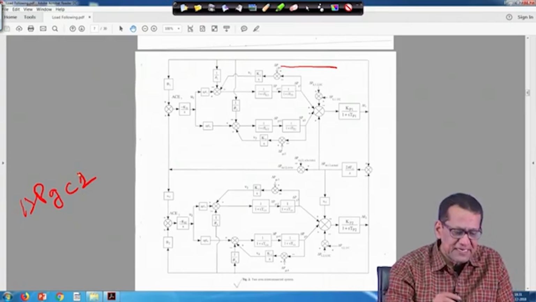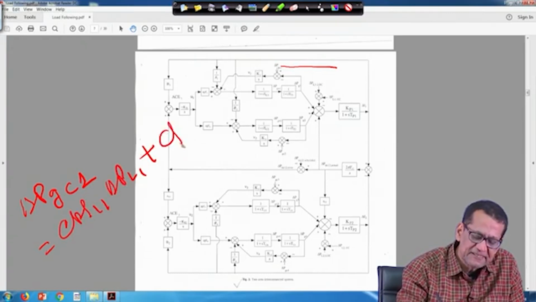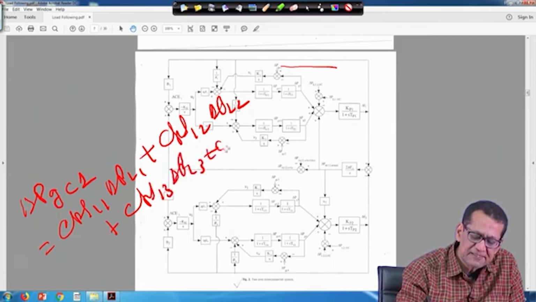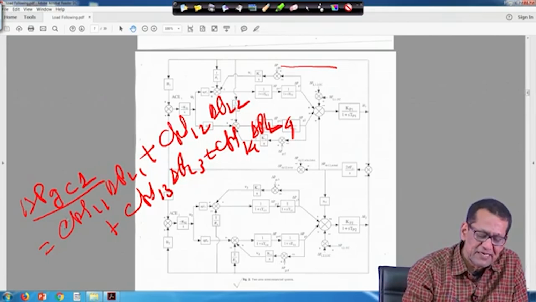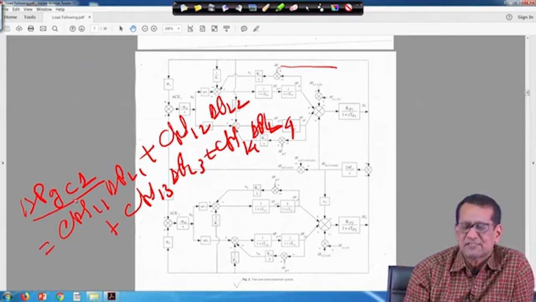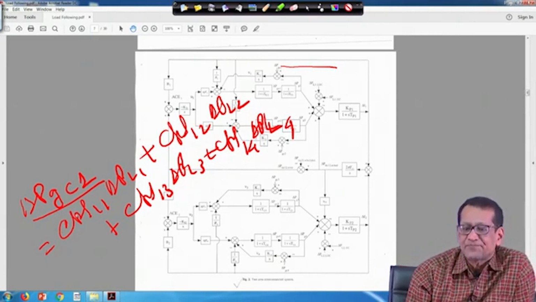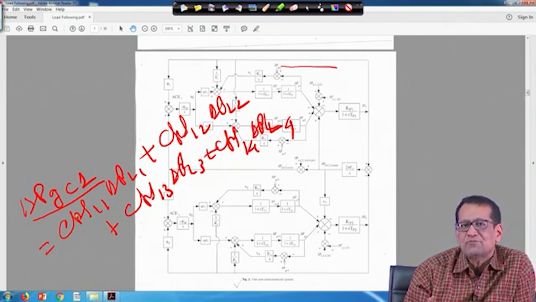Therefore, delta PGC1 will be CPF11 delta PL1 plus CPF12 delta PL2 plus CPF13 delta PL3 plus CPF14 delta PL4. So, this is actually delta PGC1 same as before, it is nothing but delta P1, or delta PGC1. So, this is my delta PGC1. Same as before, but in the control structure here we need a load following controller.